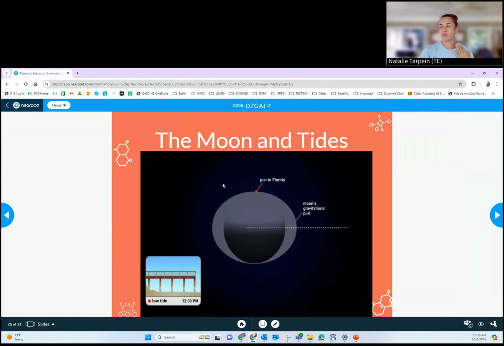So just like one example here, this red dot, think of it as this pier, say it's in Florida. It's experiencing that low tide at 12 o'clock p.m. So the moon's gravitational pull is not affecting this spot at this time of day in Florida. So you can see it's smaller here, that oblong shape is more over here on the sides. So the moon is pulling the water this way. So we're experiencing a low tide at 12 o'clock in Florida.